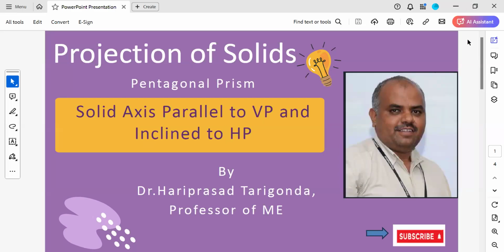Good morning. Today we will see projection of solids. That is a pentagonal prism. Last class we discussed the same problem, and one of the students asked for a detailed explanation about this problem. Let us see it once again. In this problem, the solid axis is parallel to VP and inclined to HP. So let us go to the problem.